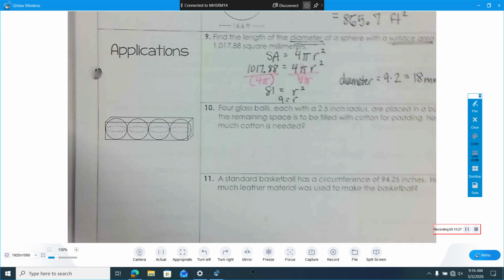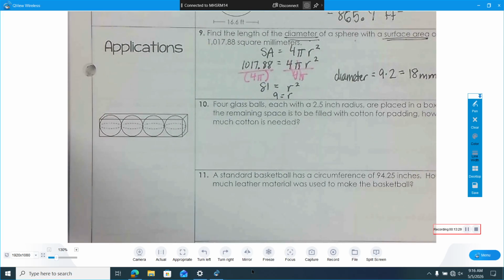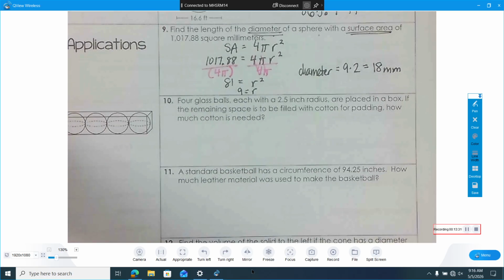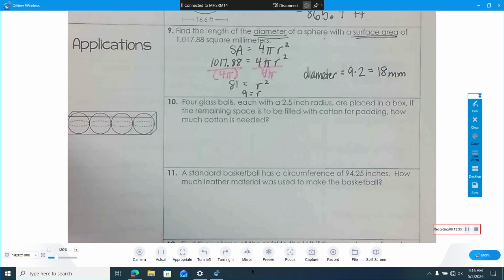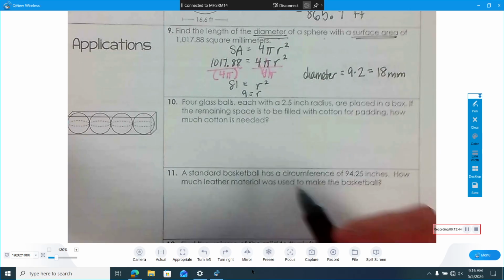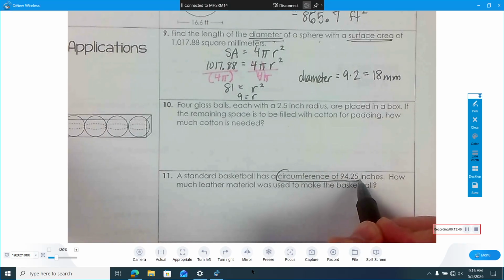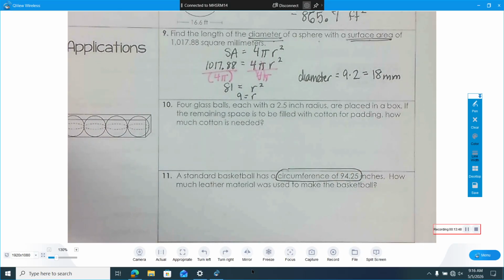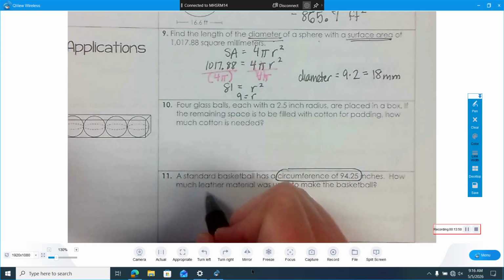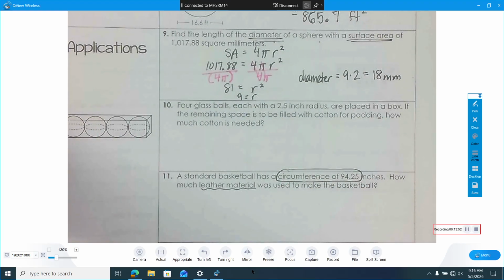Let's look at number 11. This is kind of an interesting question. Number 11. Oh, maybe I want to do number 10. That's really interesting, too. All right, we're going to do number 10 as well, but we're going to start with 11. A standard basketball has a circumference of 94.25 inches. How much leather material was used to make the basketball?